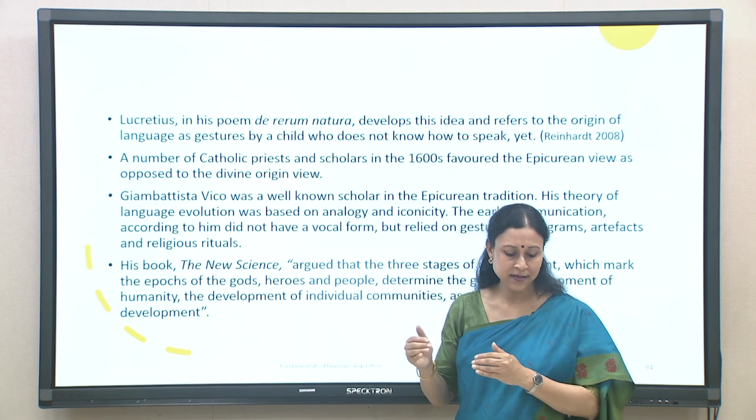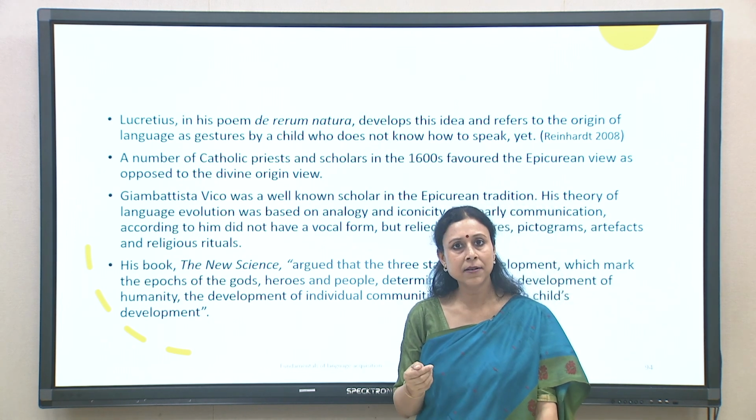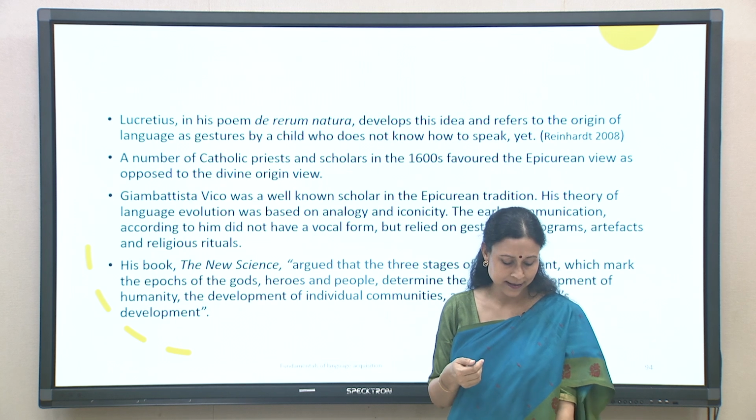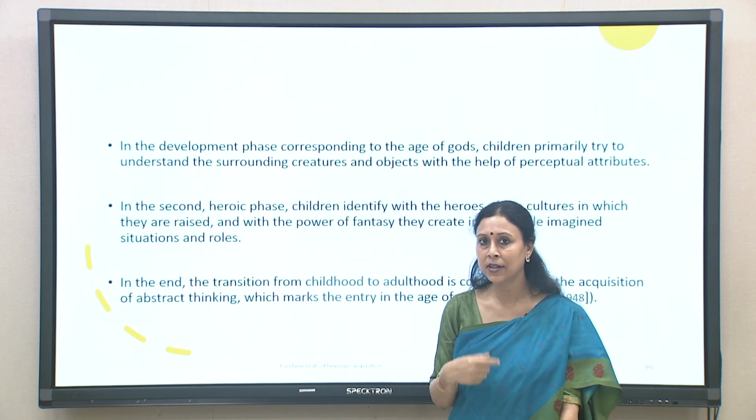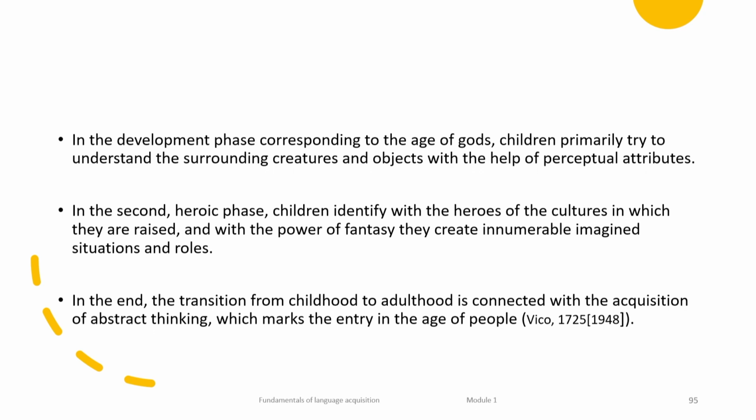So, the first stage, second stage and third stage are sort of equivalent between the child's development and the human's development as a race. This is something we talked about in the beginning. In the first phase, corresponding to the age of gods, children primarily try to understand the surrounding creatures and objects with the help of perceptual attributes. In the second stage, which is called the heroic phase, children identify with heroes of the cultures in which they are raised.